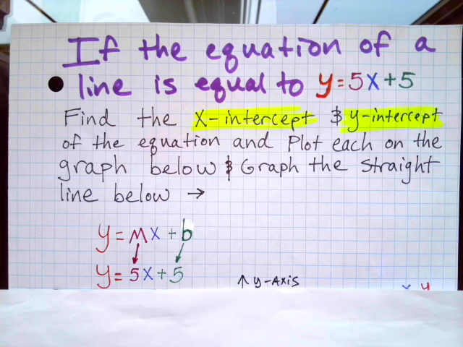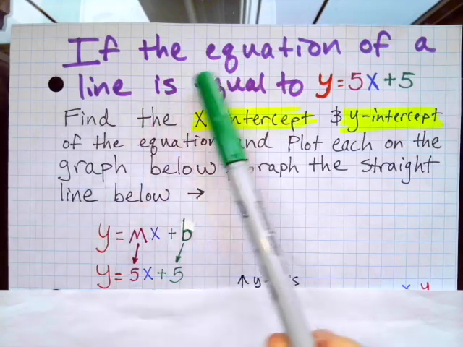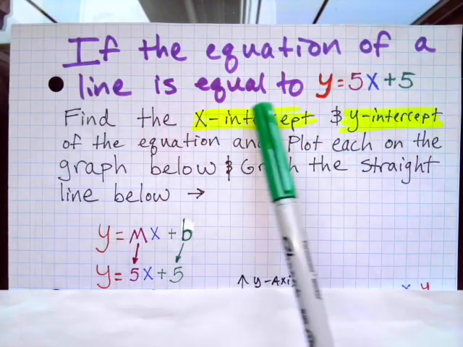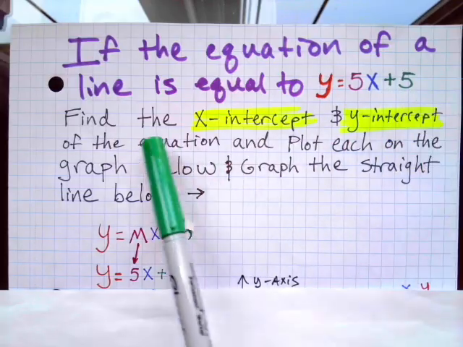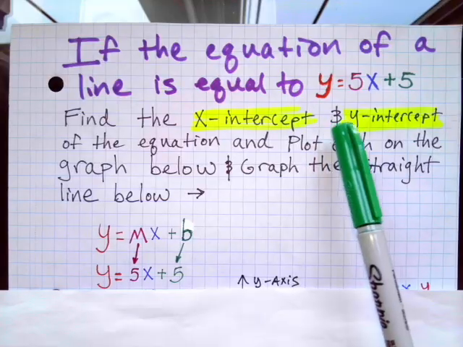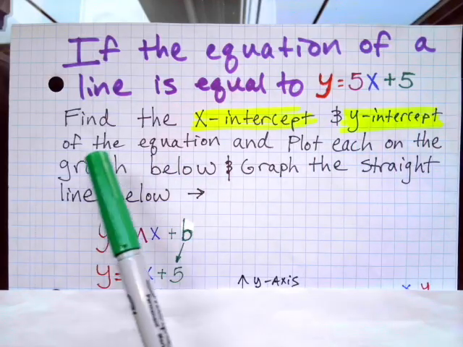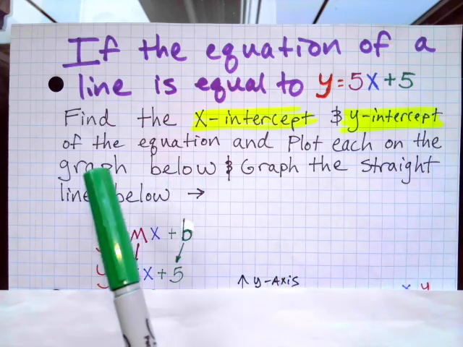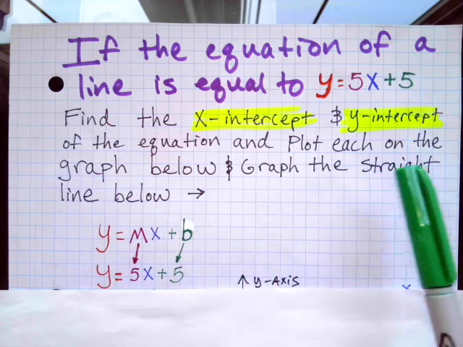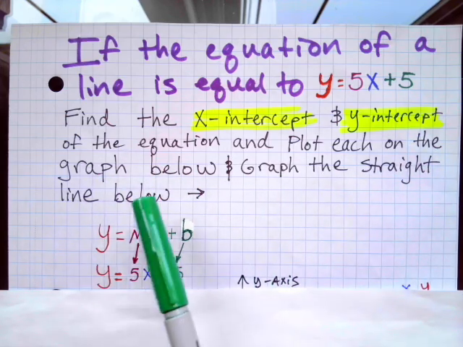I wanted to answer in this part 5 video that first test question I introduced you to. You can see it here. If the equation of a line is y equals 5x plus 5, find the x-intercept and the y-intercept of the equation and plot each on the graph below, and graph the straight line below.